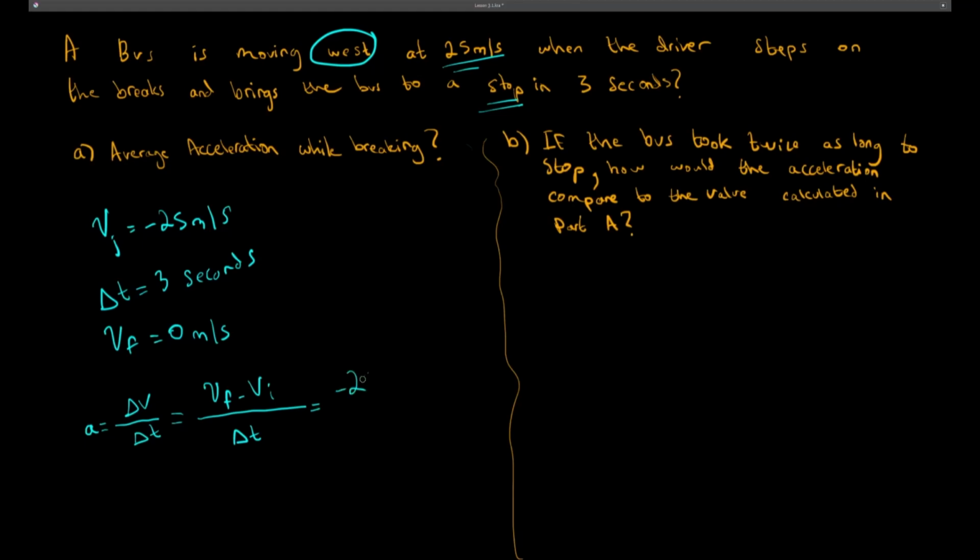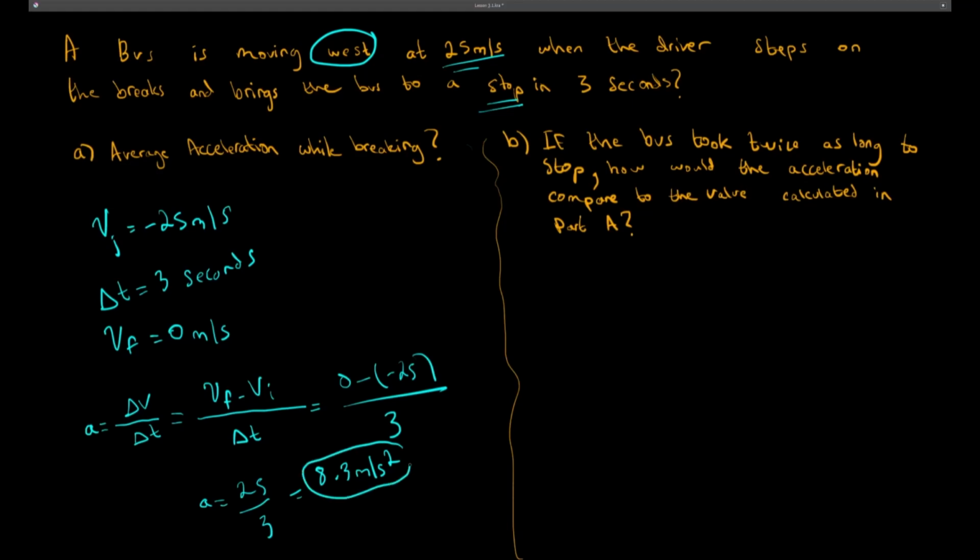So negative 0 minus 25 meters per second over 3. Then we get negative 25 over 3, which is around 8.3 meters per second squared.